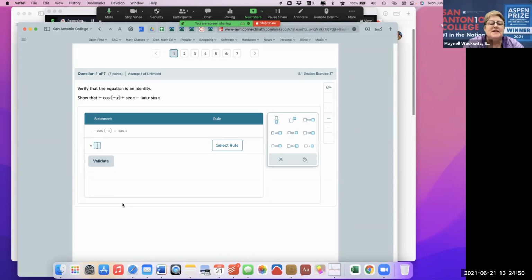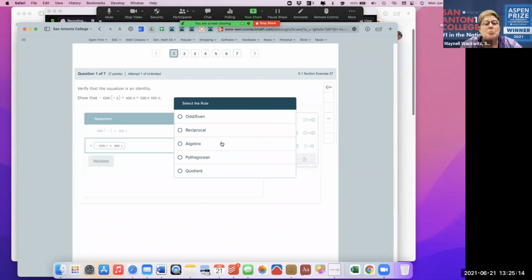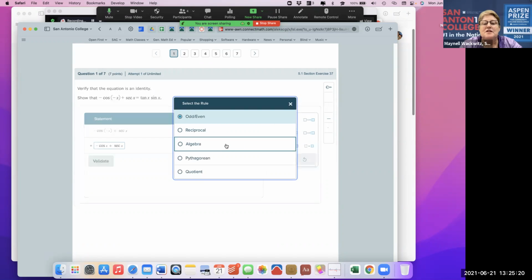The first question I see is negative cosine of negative x plus secant x. So the first thing I want to do is simplify negative cosine of negative x. And how does that simplify? Good. And what is the rule? What kind of thing are we choosing? Good. So let's look at the rules.